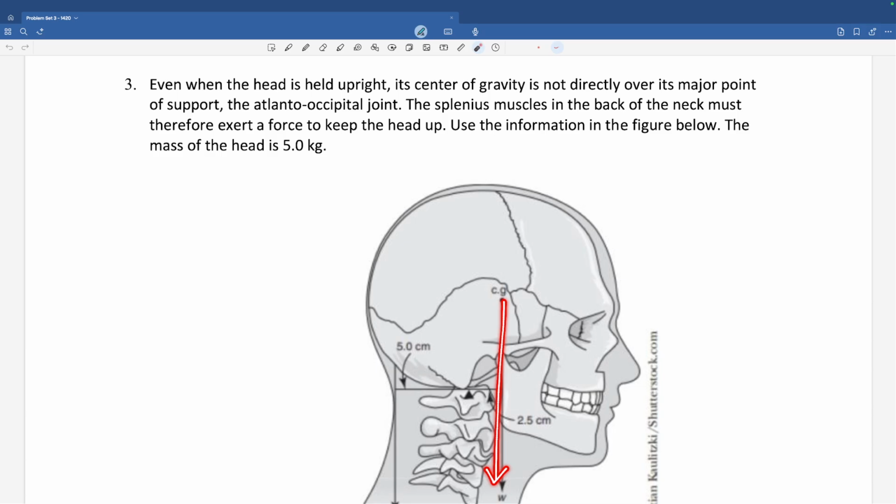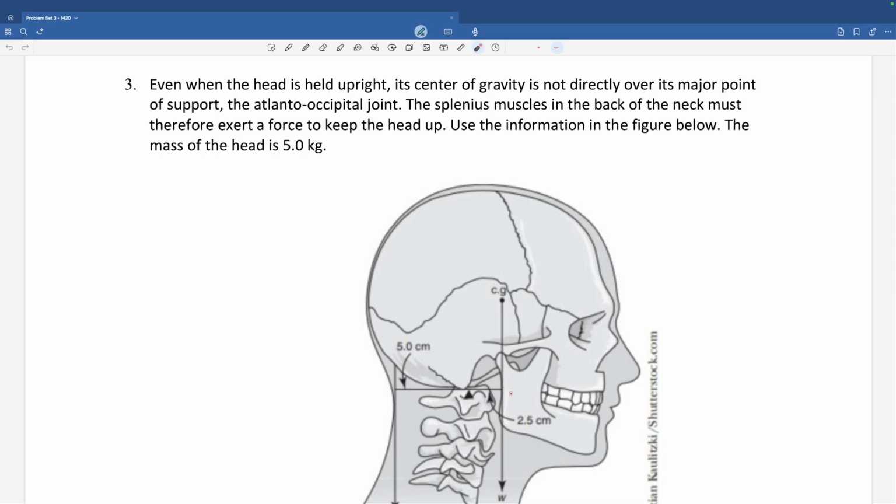And remember, the weight of the head is not 5 kilogram. That's the mass. To get the weight, you'd have to multiply it with 9.8. So the weight of the head would be 49 newtons. So that's acting right here. And that's going to create the clockwise torque, because it's trying to rotate it that way. Here is the axis. You see that little black triangle? That's the axis where the head is rotating.